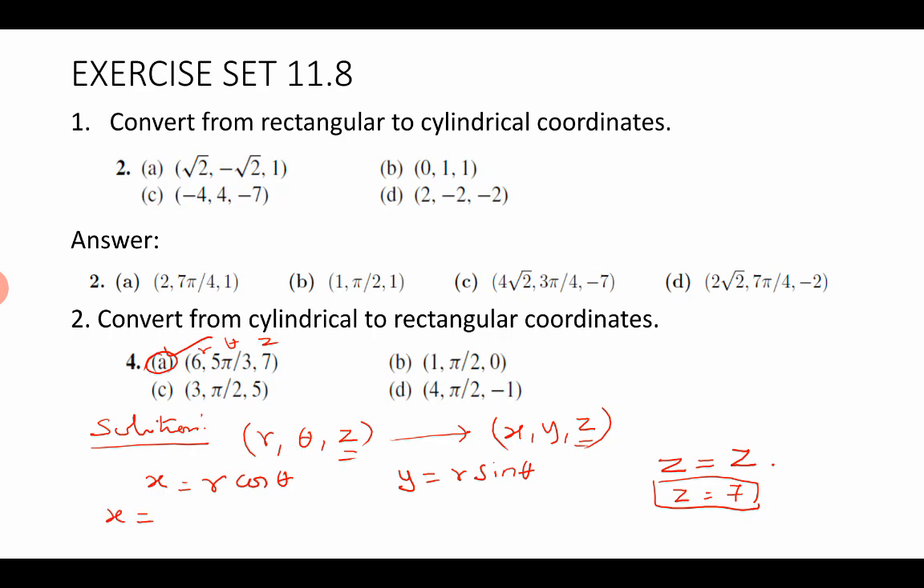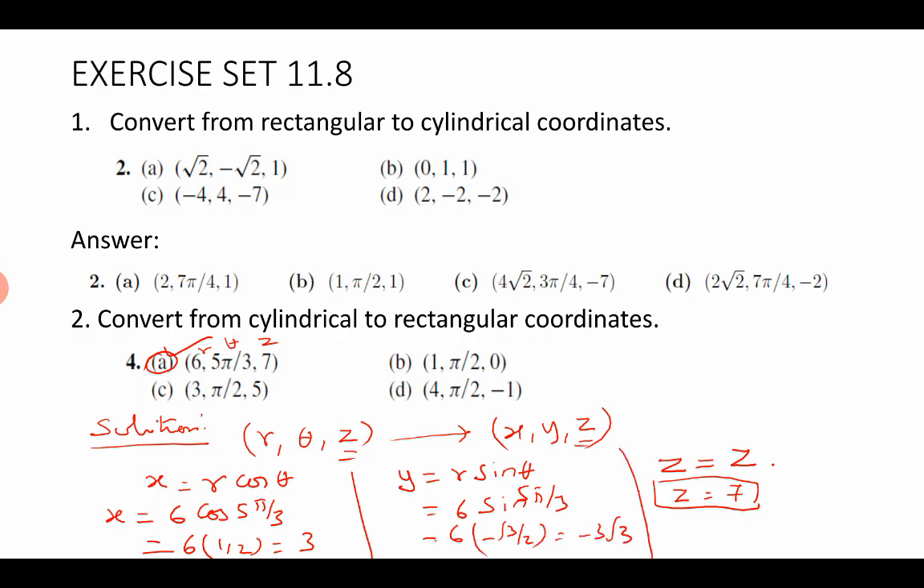X is r cosine theta, which is 6 cosine 5 pi over 3. Just use your calculator, type 6 cosine 5 pi by 3. You will get the answer as 3, because cosine 5 pi by 3 is equivalent to 1 over 2. Check using your calculator. In the case of y, it is 6 sine 5 pi by 3, and sine 5 pi by 3 is negative root 3 over 2, so 6 times that. So the answer is negative 3 root 3, isn't it?